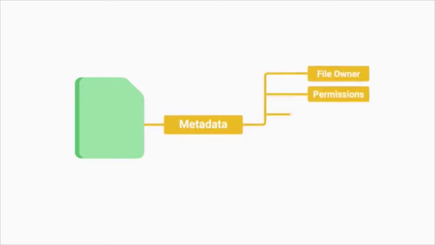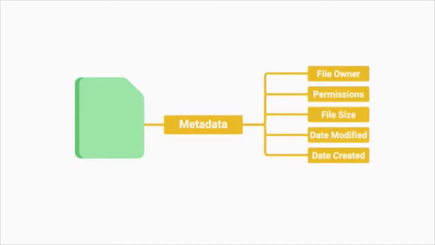There's a lot of information about our file that we want to know, like who created it, when it was last modified, who has access to it, and so on. The file metadata tells us everything we need to know about our file. It also tells us what type of file it is.